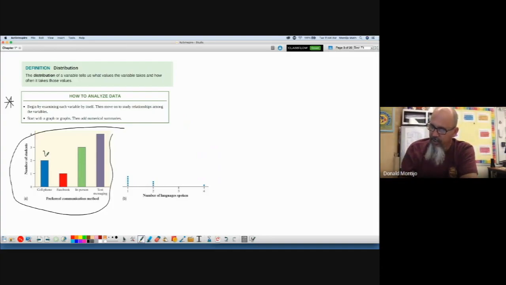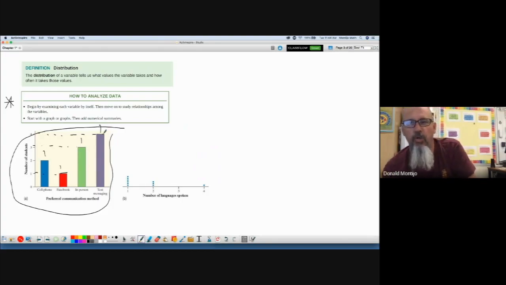Oh, it can take cell phone, it can take Facebook, it can take in-person, and it can take text message. How often does it take it? Oh, 2 people said cell phone, 1 person said Facebook, 3 people said in-person, and 4 people said text messaging. So this bar graph is showing us what the variables are. It's showing us whether they're categorical or quantitative, and it's showing us how often each variable shows up in the distribution.